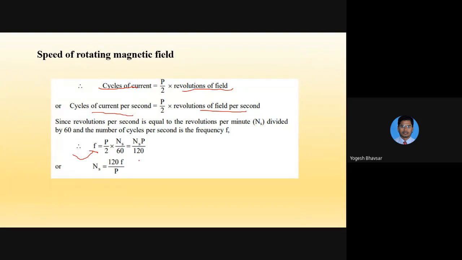And if we need to calculate the speed, so rearrange above formula so that we will get ns is equal to 120 f by p, and the resultant speed will be in terms of rpm, revolutions per minute. So this is how the synchronous speed of this rotating magnetic field we can calculate. It is denoted by ns, where p is the number of poles and f is the supply frequency.